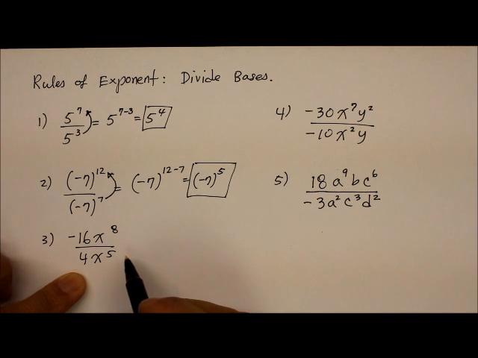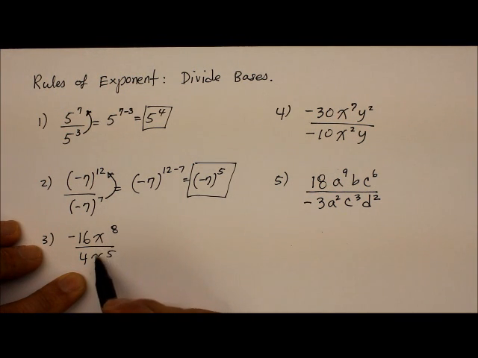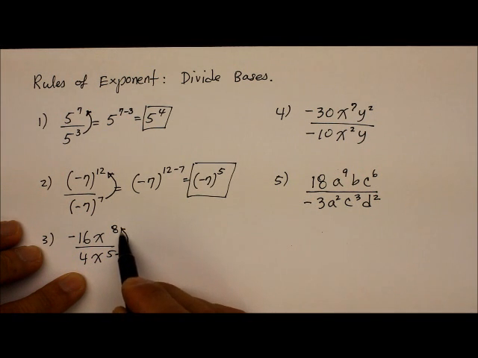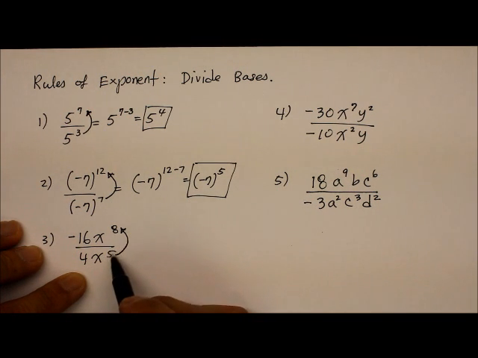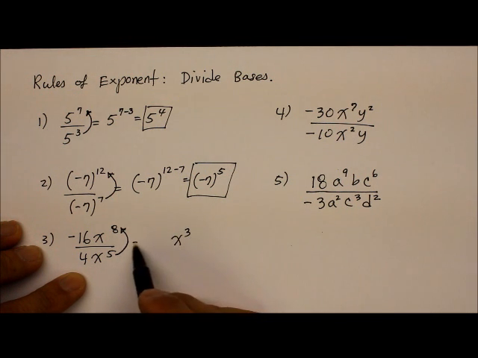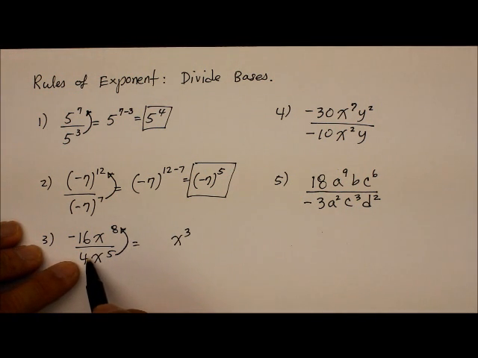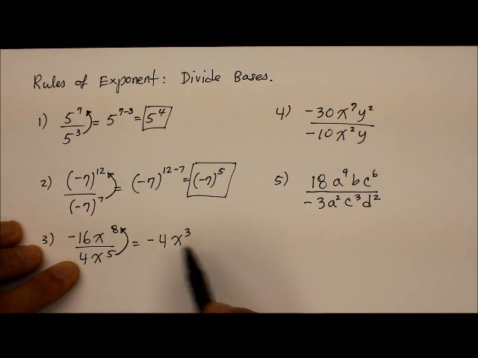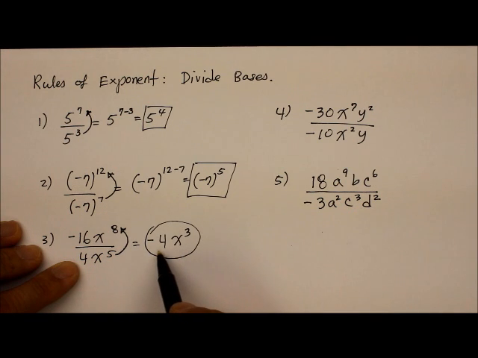Okay, now you said the base, same base. Here's x, here's x. The 5 is smaller, so it goes upstairs to the bigger one, and you go 8 minus 5, which is x to the 3rd. But what about these guys? Well, you simplify. 16 negative divided by 4 is -4. I hope you had that right.